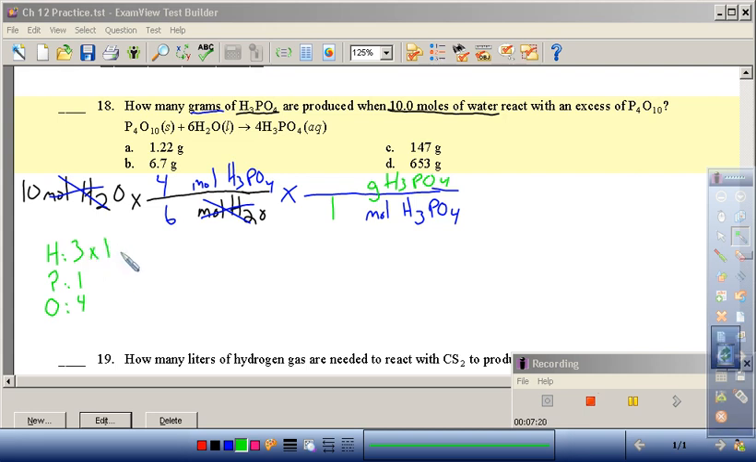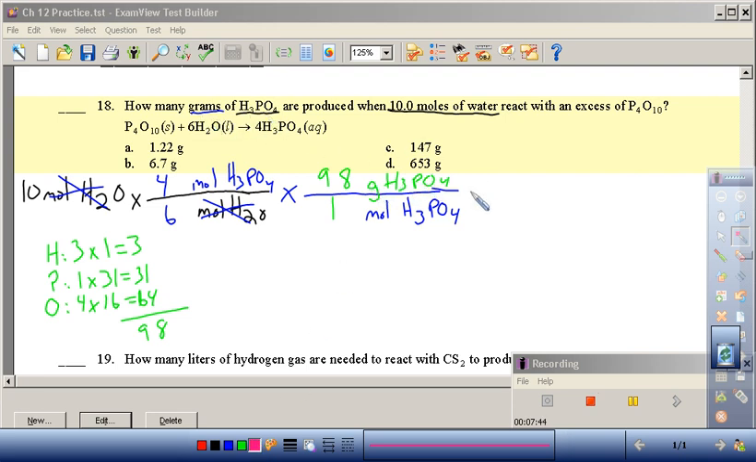I look up hydrogen on the periodic table. It's 1. I look up phosphorus on the periodic table. I round it to tenths. And I look up oxygen on the periodic table, and that's my molar mass. And I'm done because I have grams of my substance.